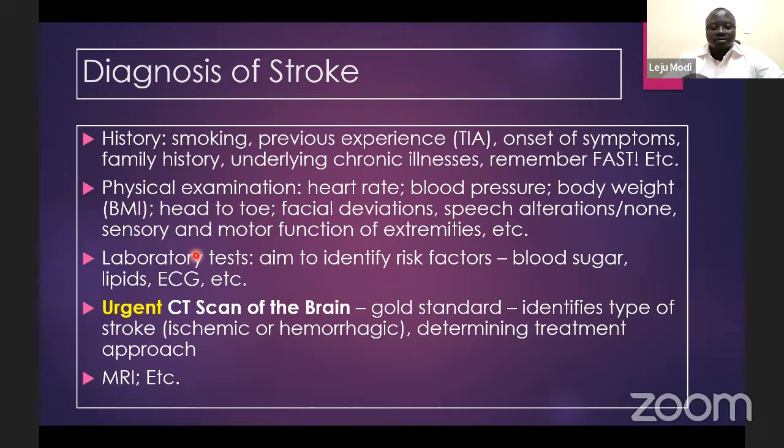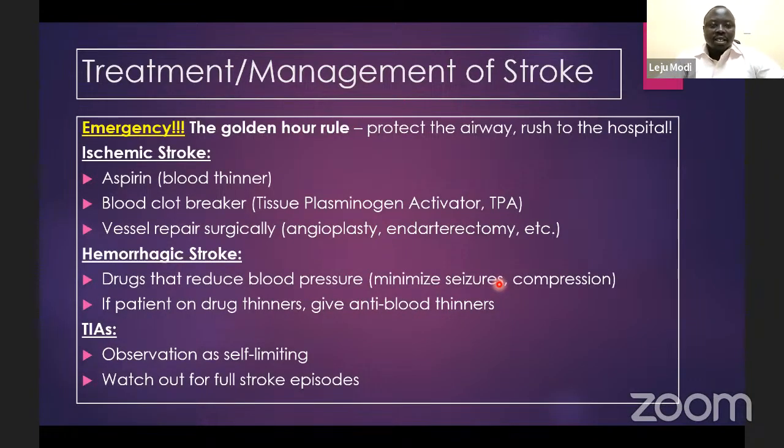So that's the importance of the CT scan of the brain, and it must be done as early as possible if it is available. Others like the MRI, don't worry about them for now. What is important is somebody with a stroke. If you are able to identify those signs and symptoms, think CT scan of the brain. And once we identify that, what do we do? How do we manage? Emergency, I will not overemphasize this.